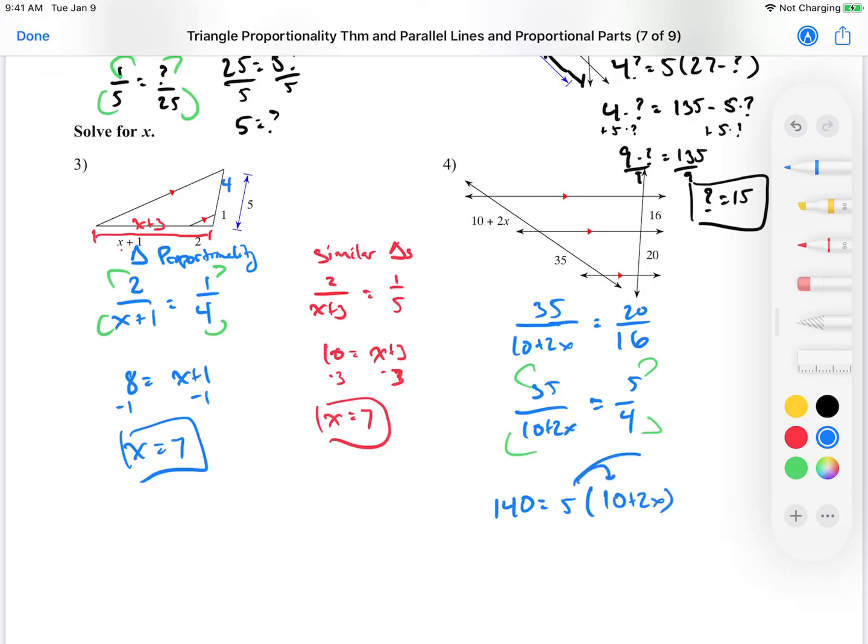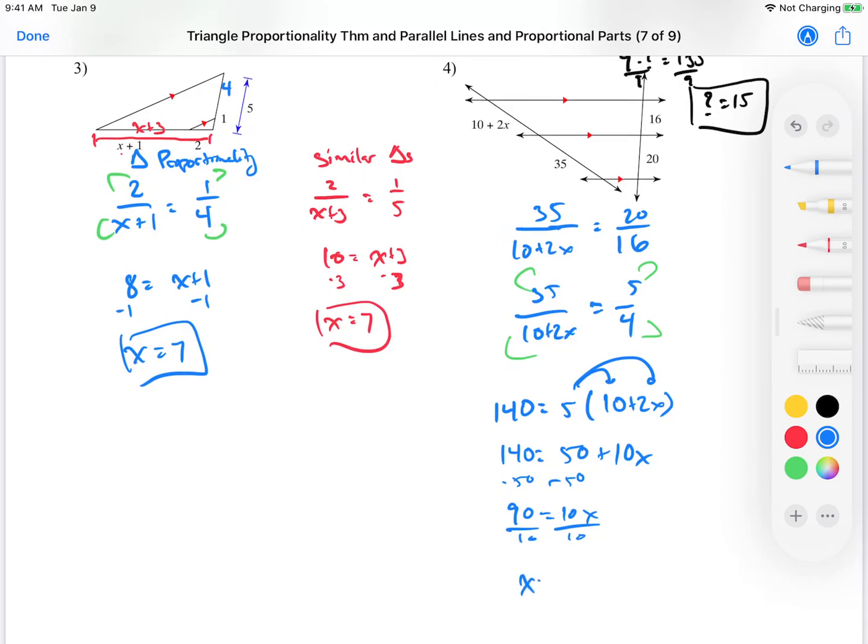Now we've got to distribute. 140 is equal to 50 plus 10x, minus 50, minus 50. 90 is equal to 10x. Divided by 10. X is equal to 9. Okay. Pretty straightforward. Again, as long as I apply the same properties, apply the same rules, it makes it much easier, and it's the same steps every single time. Okay. All right. Are there any questions?